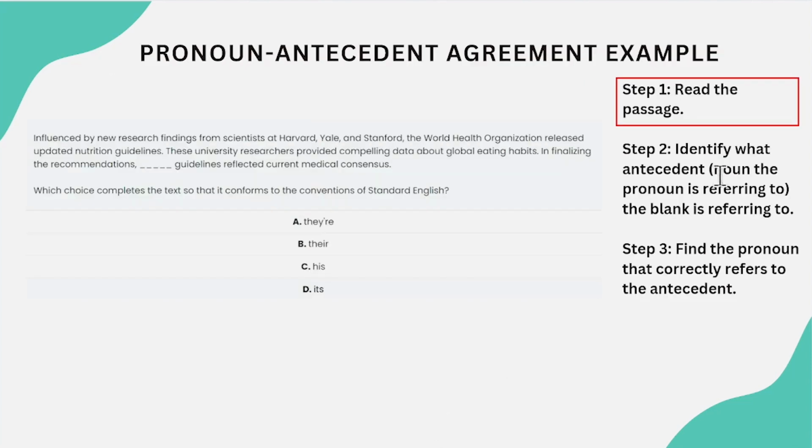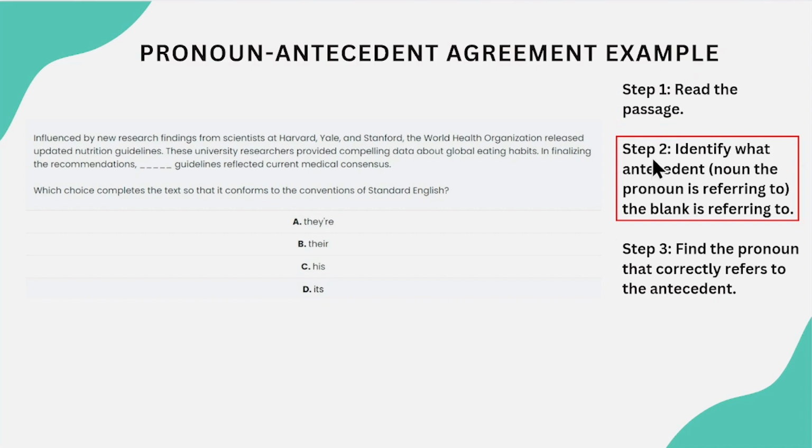So let's try it. So first we'll read the passage. Influenced by new research findings from scientists at Harvard, Yale, and Stanford, the World Health Organization released updated nutrition guides. These university researchers provided compelling data about global eating habits. In finalizing the recommendations, blank guidelines reflected current medical consensus. So I actually gave you a really hard one to start here. And I'm just going to do a hard one so you understand they still are all the same.